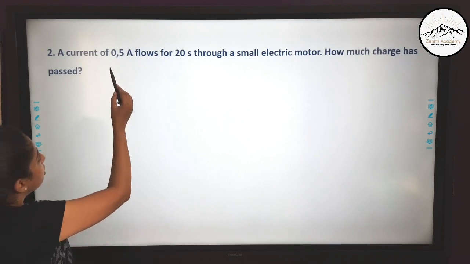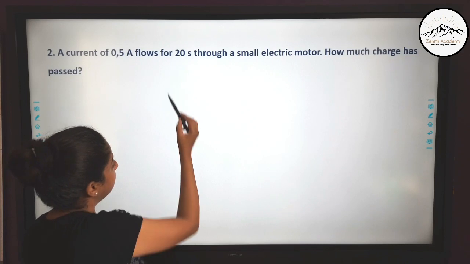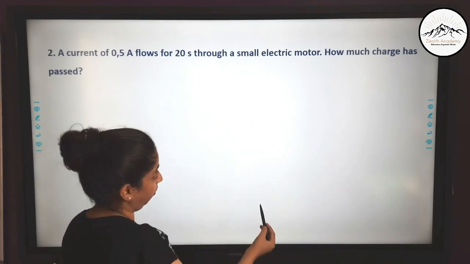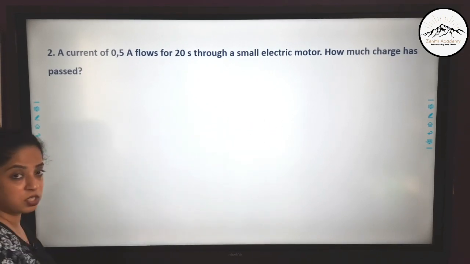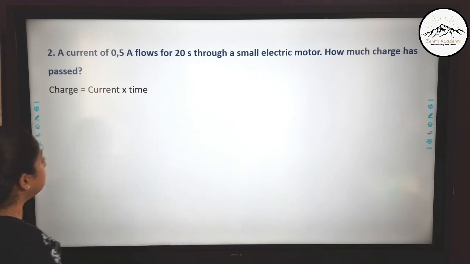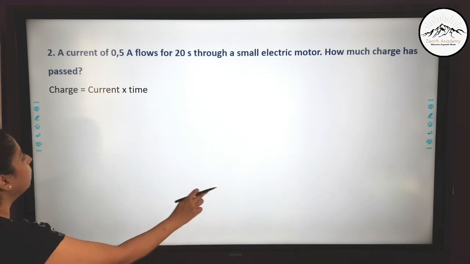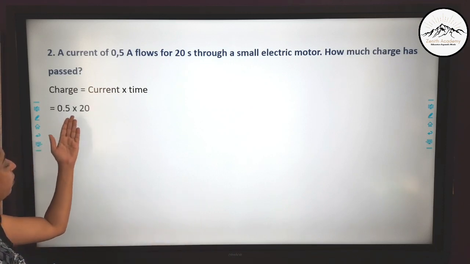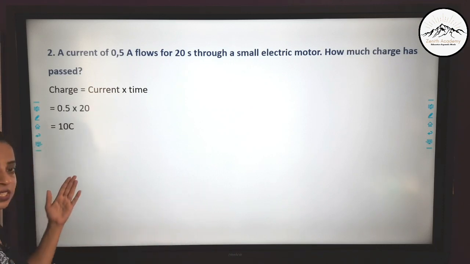A current of 0.5 ampere flows for 20 seconds through a small electric motor. How much charge has passed? So they are asking total charge. They have given current and time. So we know charge is current into time. So it will be 0.5 into 20, which is 10 coulombs.